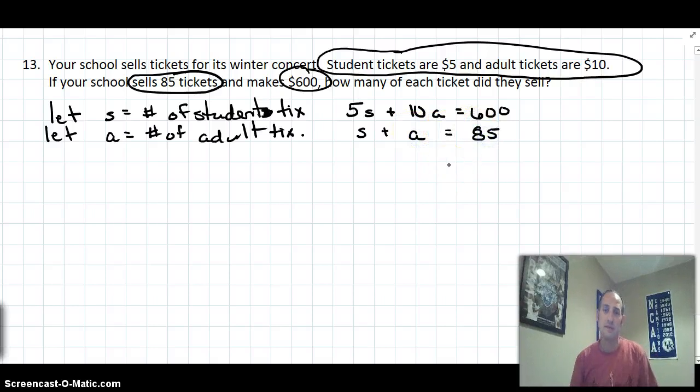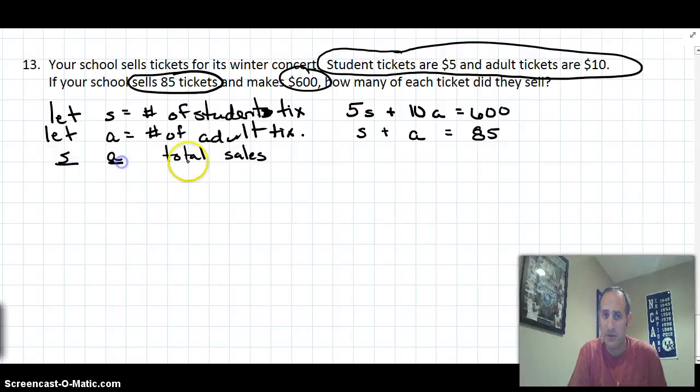Now what I would say in this case is it's probably not going to be the easiest thing if we're graphing this to find a solution. I think a table with what we know at this point would be the better option. And we don't have to do a table where we do everything from 0 to 85. We can make a little table that makes sense for our needs: the number of student tickets, the number of adult tickets, and total sales maybe. Keep in mind that the number of student tickets and the number of adult tickets is always equal to 85.